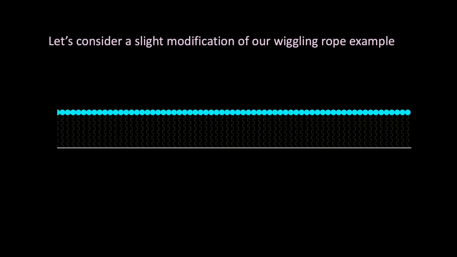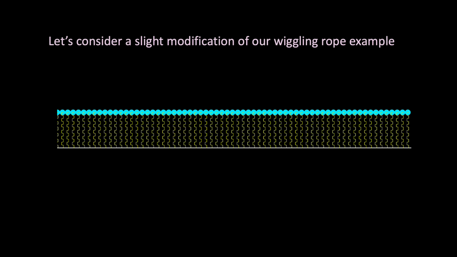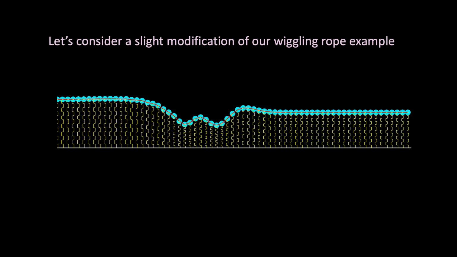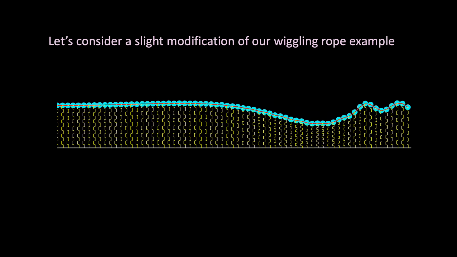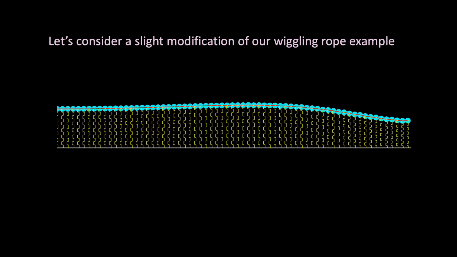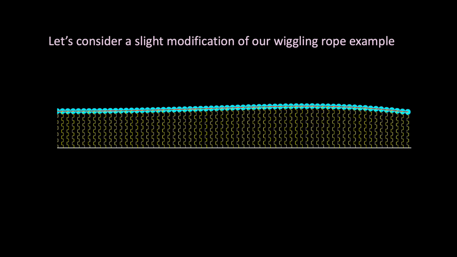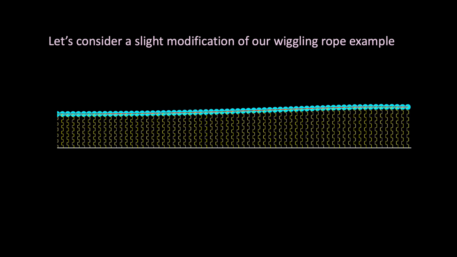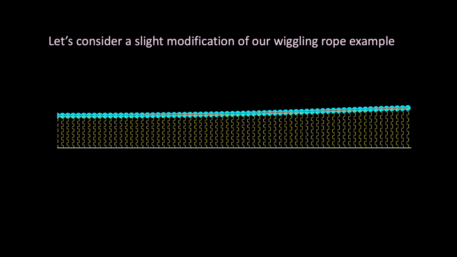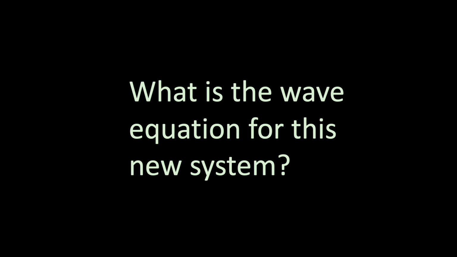To answer these questions, let's consider a slight modification of our wiggling rope example. Let's imagine that along our rope there is a series of springs that connect the rope to the ground, such that when the rope is vertically displaced, there is a restoring force back towards the equilibrium position. To simplify matters, we'll also assume that there is no friction or air resistance in our system. So a natural question arises, what is the wave equation for this new system?